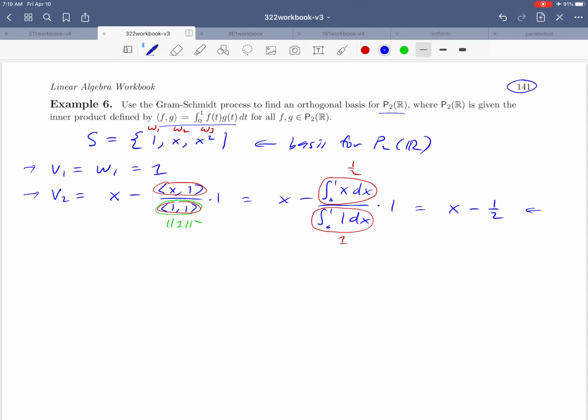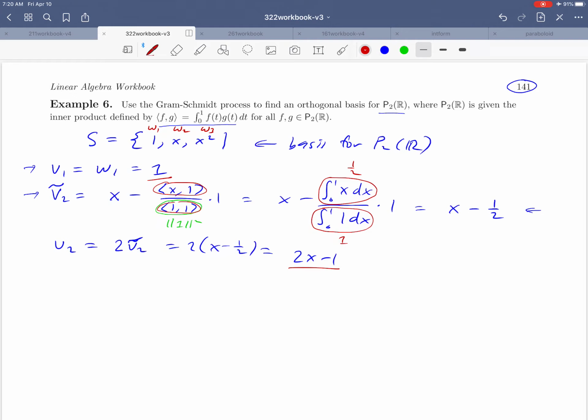All right, so we don't like our V2, so I'm going to put a little tilde over it, and we're going to replace it with a new definition of V2 that's going to be obtained by just taking 2 times that V2 tilde. So 2 times x minus a half is going to knock out that fraction and just turn it into 2x minus 1. And as we just discussed, doing that is not going to change the fact that these two vectors, V1 and V2, are orthogonal. That's what we're interested in.